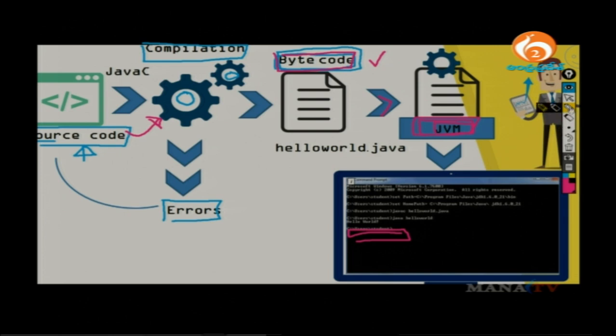Now let me summarize this in very simple terms. First, your source code gets compiled with the help of your Java compiler, which we usually call javac. Whenever you compile any Java program, you use javac followed by the file name .java, and that gets compiled by the compiler. As soon as it is compiled, it generates the intermediate code, which I can call byte code. What is this bytecode?